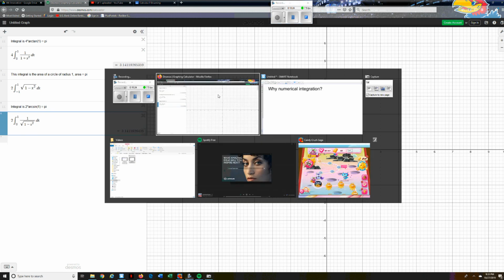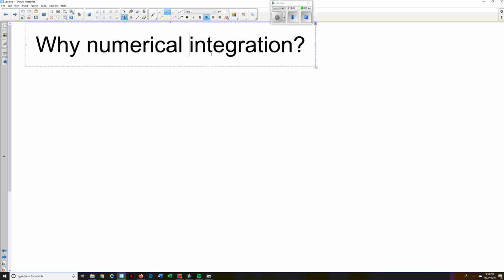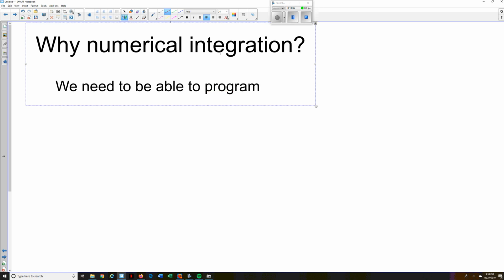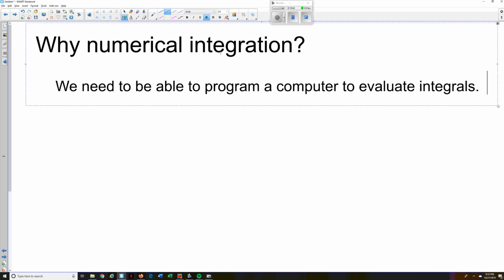So the question, why numerical integration? Okay, my best answer here is we need to be able to program a computer to evaluate integrals. And the only way we can do that is using numerical integration.